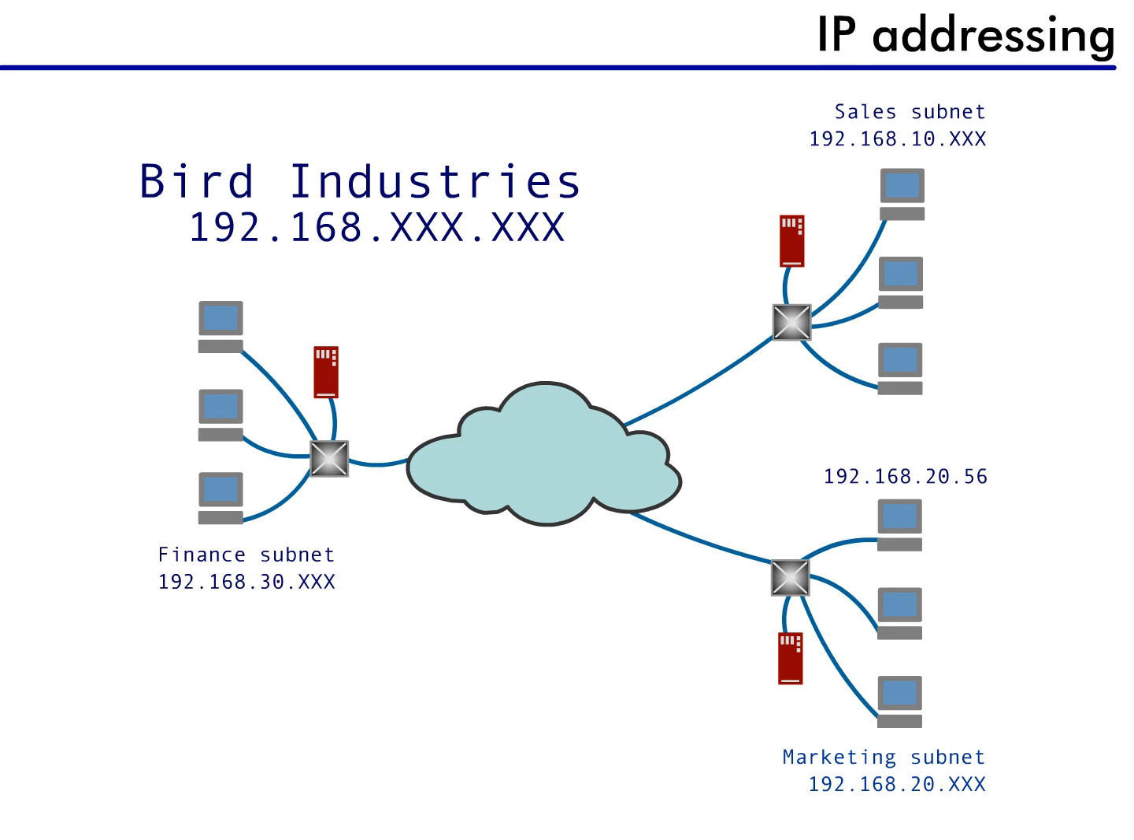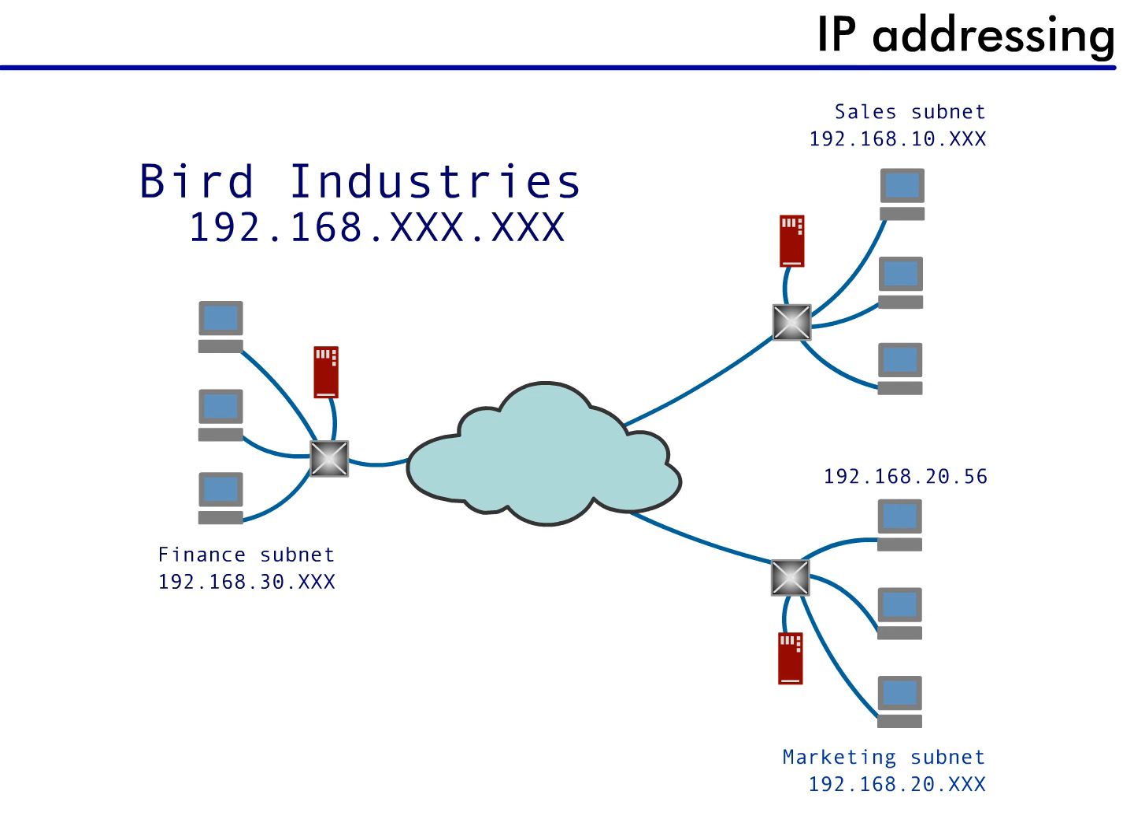Now, let's get even more complex, and say you want to separate your network into different divisions. You could break up your addresses this way. 192.168.10.xxx is the sales subnet. 192.168.20.xxx is marketing, and 192.168.30.xxx is finance. Get the idea?